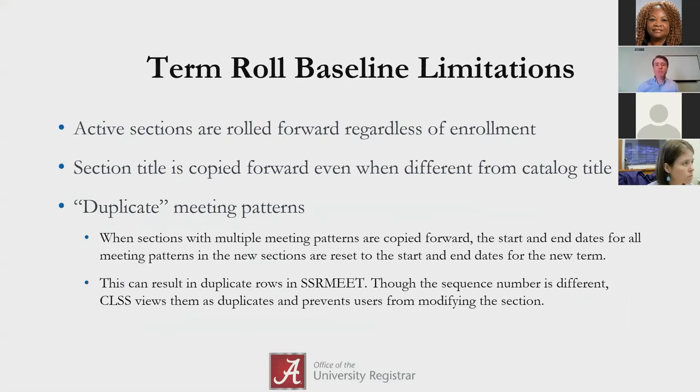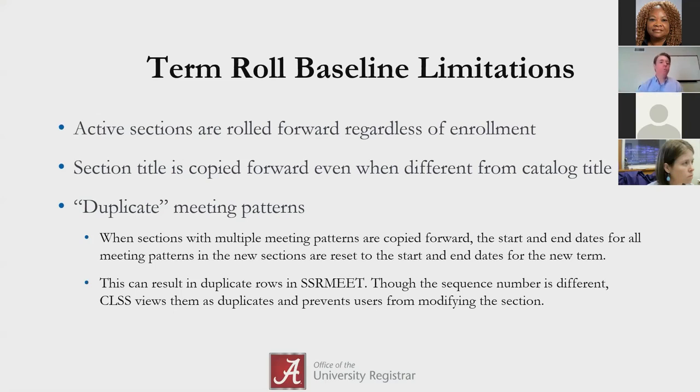Now, there are some limitations with the baseline job that rolls these forward, which I'll spend the next few minutes talking about. The term roll process will roll forward any active section regardless of whether a student registered for it in the prior term. Also, if you have a class section where the section title was changed from the catalog title, that job will roll forward the section title as opposed to the approved catalog title. And unfortunately, there's no option that the term roll process gives you for that.